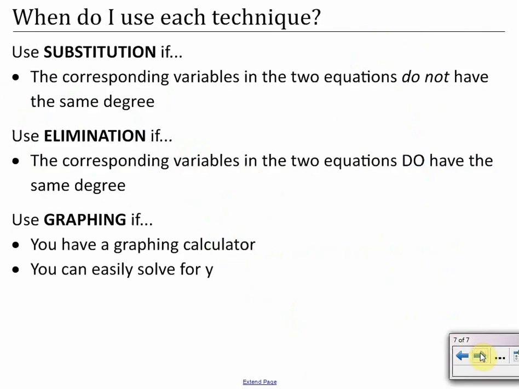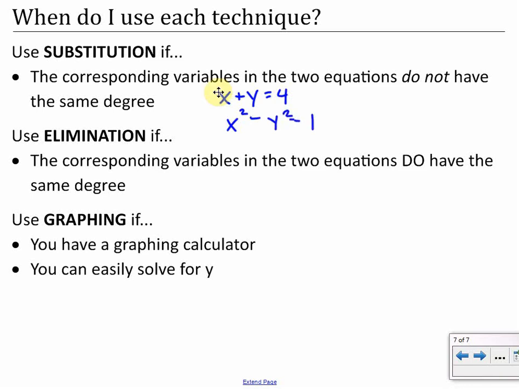So when do you use each technique? Just some tips if you were just given a bunch of problems and it says solve, it doesn't tell you how, just some things to look for. I use substitution if the corresponding variables in the two equations do not have the same degree. So if you have one equation that is linear and another equation that is a second degree equation, that tells you to use substitution. Something like x plus y equals 4 and x squared minus y squared equals 1.